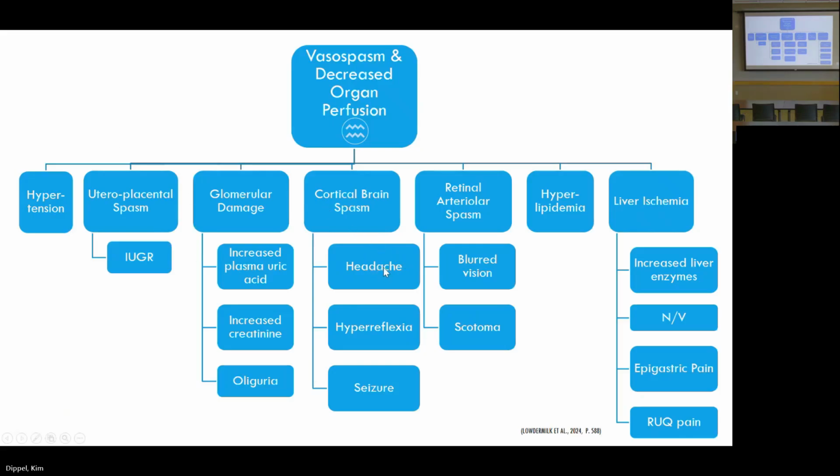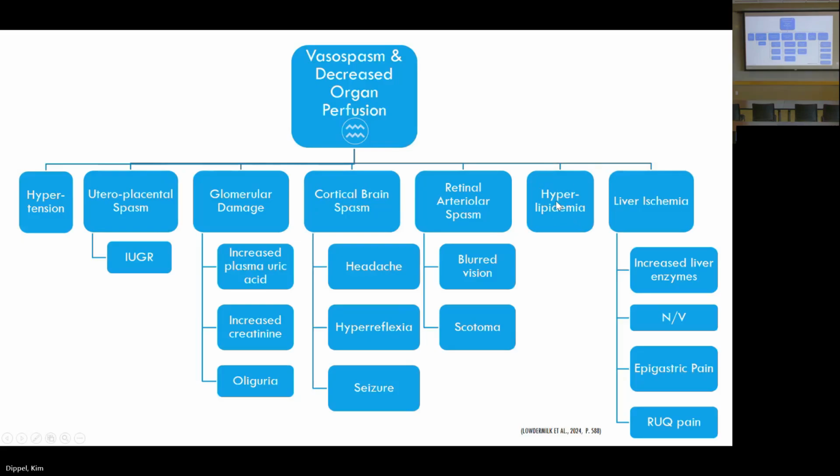Remember, we said headache was one of the signs and symptoms of preeclampsia. That's because fluid is leaking out of the vessels, and that extra fluid is being stored in the head. And hyperreflexia: the nervous system is being overstimulated, which can lead to seizure. Retinal arterial spasm, again, the blurry vision has to do with the increased pressure in the eyes, and scotoma is just spots before the eyes.